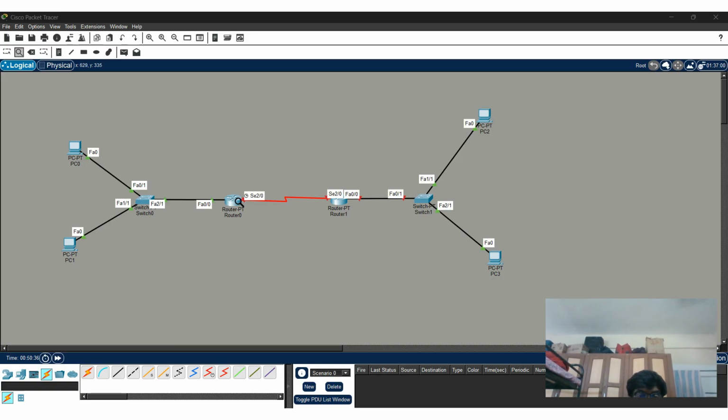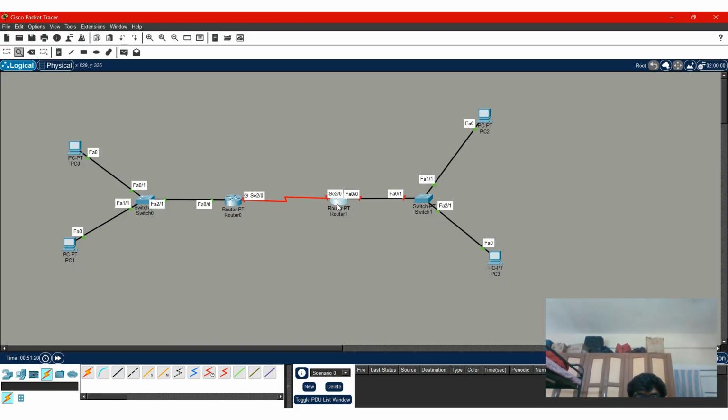Suppose for this router 1 we use 192.168.10.1 with subnet mask 255.255.255.0, and IP address 10.10.10.1 with subnet mask 255.0.0.0. Now for this IP address 192.168.20.1 and subnet mask 255.255.255.0. For the default network 10.10.10.2 and 255.255, no, sorry, 255.0.0.0.